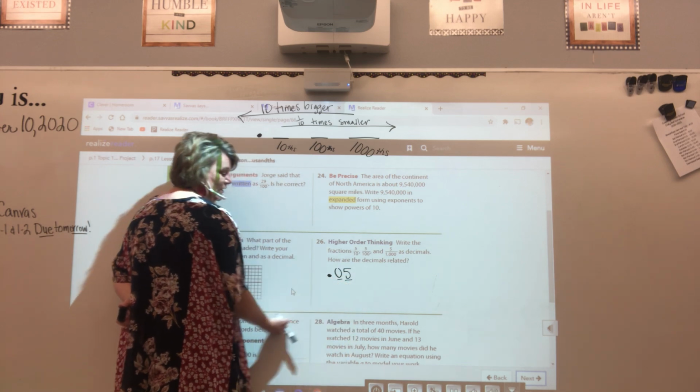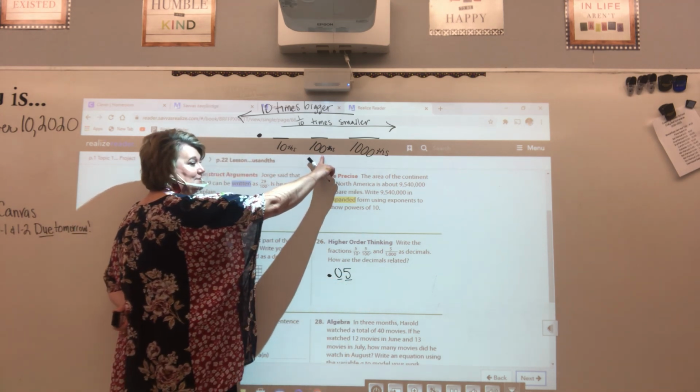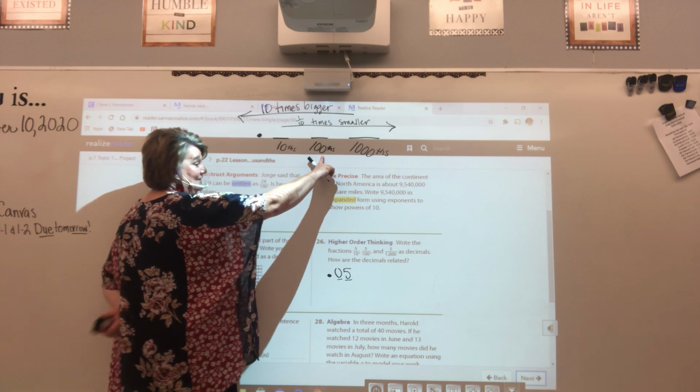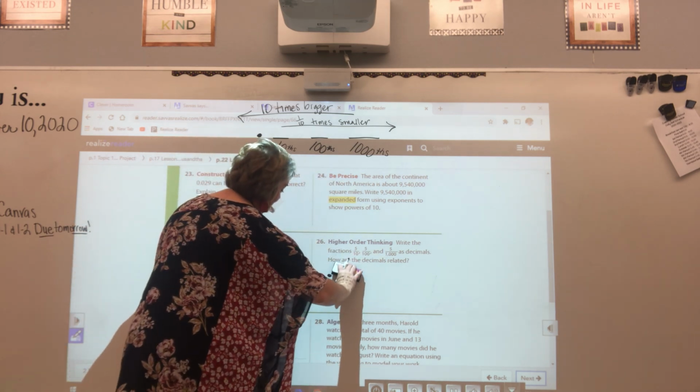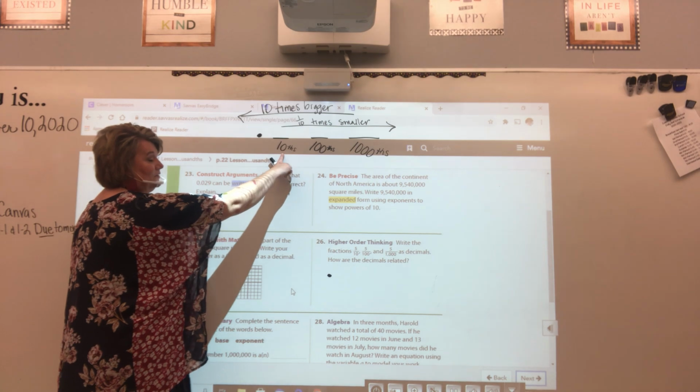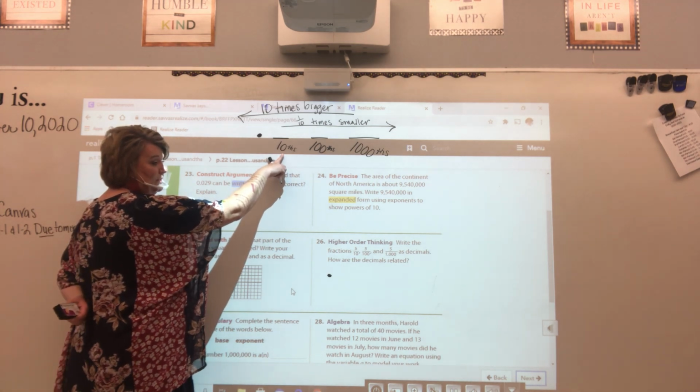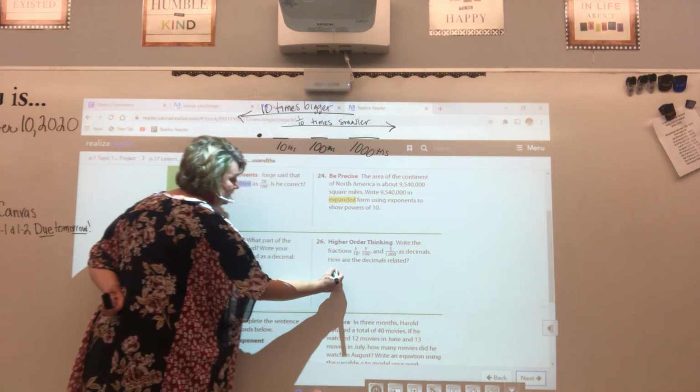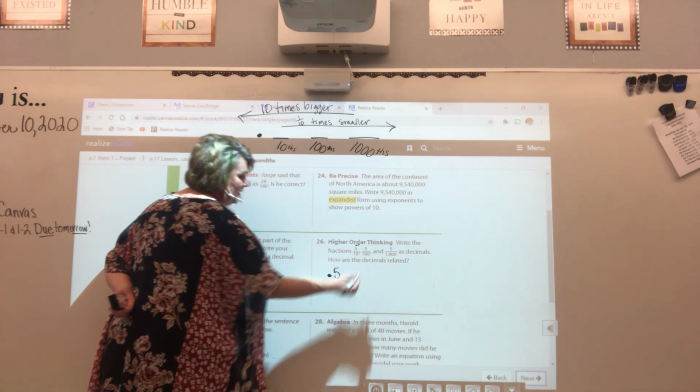Look, you gave me 2 places. Did that land in the tenths? No, it didn't land in the tenths. I got to land 1 digit over. So what do I write? Point what, Xander? 0.5. That takes care of that one.